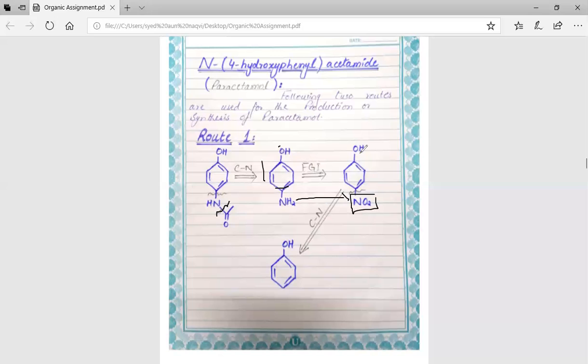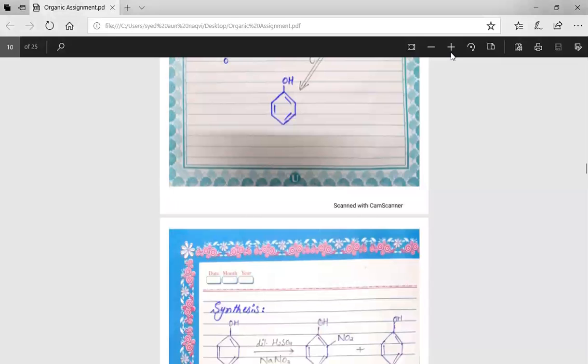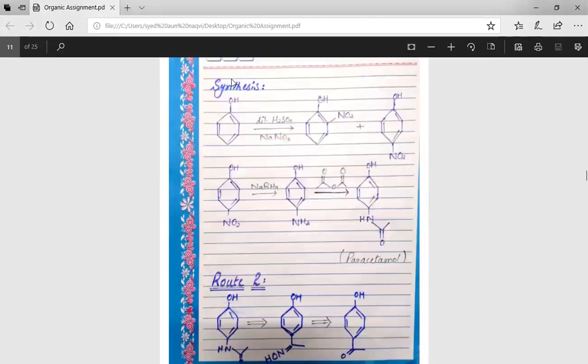So we will obtain para-nitrophenol. When we break the carbon-nitrogen bond between the nitro group and the benzene ring, we will obtain phenol, the reagent for route one. Now we will synthesize our product from route one. So the synthesis of paracetamol from route one will be like that.